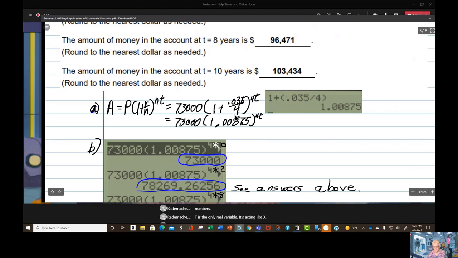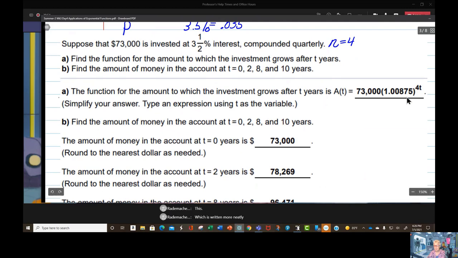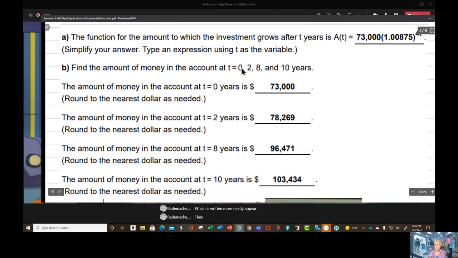So what we do is take 1 plus 0.035 divided by 4 and find out that it's 1.00875. And that's what's going to go in the parentheses. So the formula you would put in the answer box is this, which is written more neatly up here. Then we're going to do the same thing we did before. Find the amount of money after 0 years, this time 2 years, 8 years, and 10 years.